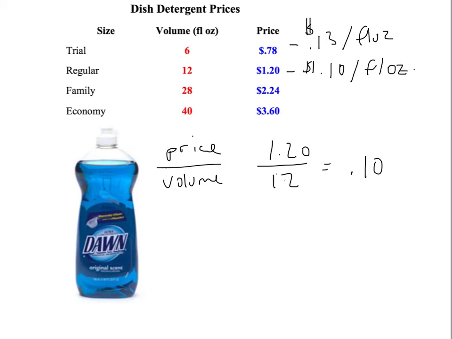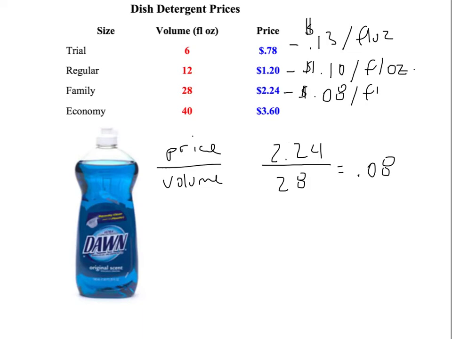And let's do the family size. Again, I set up the rate, which is going to be $2.24 over the 28 fluid ounces, and that comes out to 0.08. So the unit cost for the family size is 8 cents per fluid ounce.